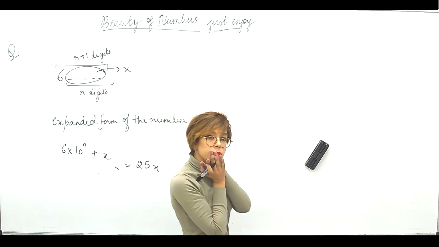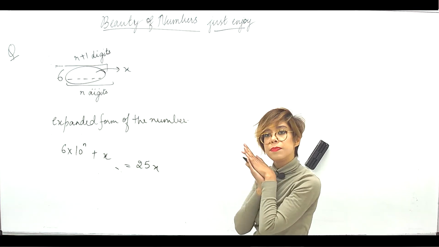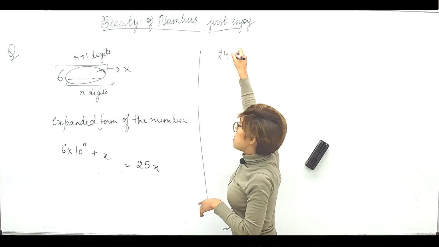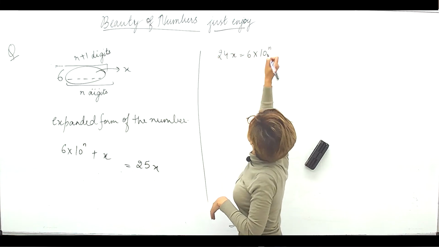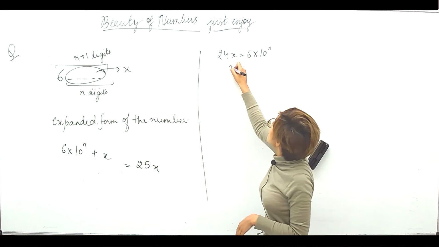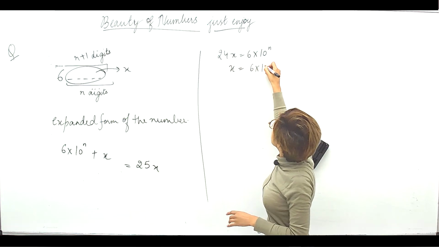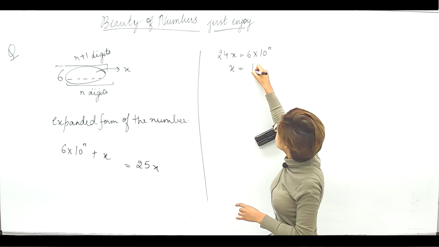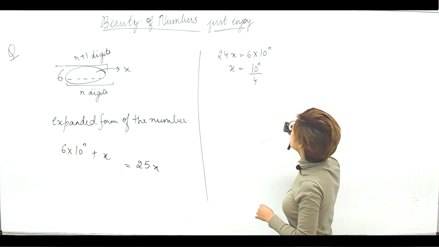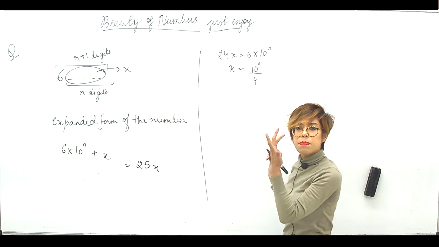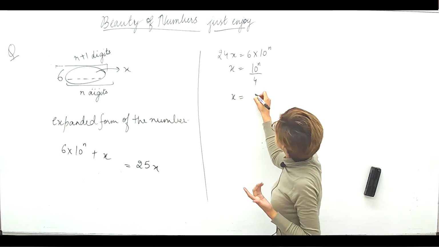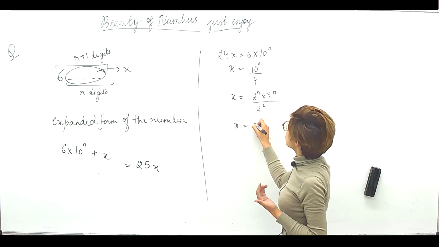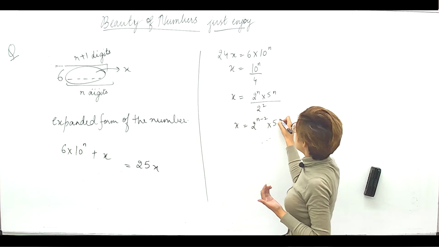Okay, so that means I can say that 24x is equal to 6 into 10 raised to the power n. Or x equals 6 into 10 raised to the power n divided by 24. Now this cancels, so this is nothing but 10 raised to the power n divided by 4. Now let's write 10 as 2 raised to the power n into 5 raised to the power n, whole divided by 2 square. So I'll get x as 2 raised to the power n minus 2 into 5 raised to the power n.